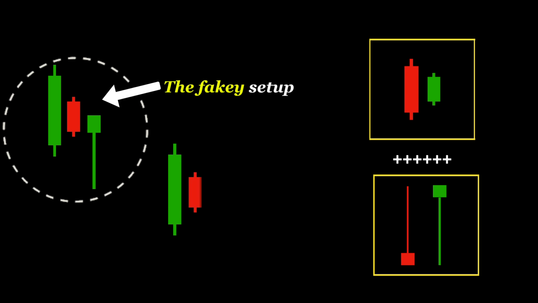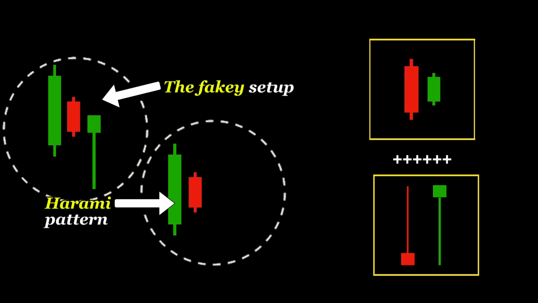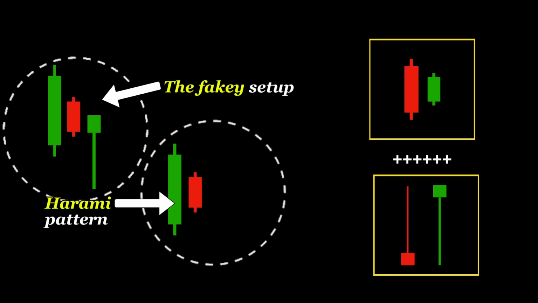The fakey setup starts with a harami structure. First, we have a large candle, which we call the mother candle. Then we have a smaller candle that forms inside the body of the mother candle. This small candle is often called the baby candle. When this structure appears, the market usually enters a short period of pause or indecision.